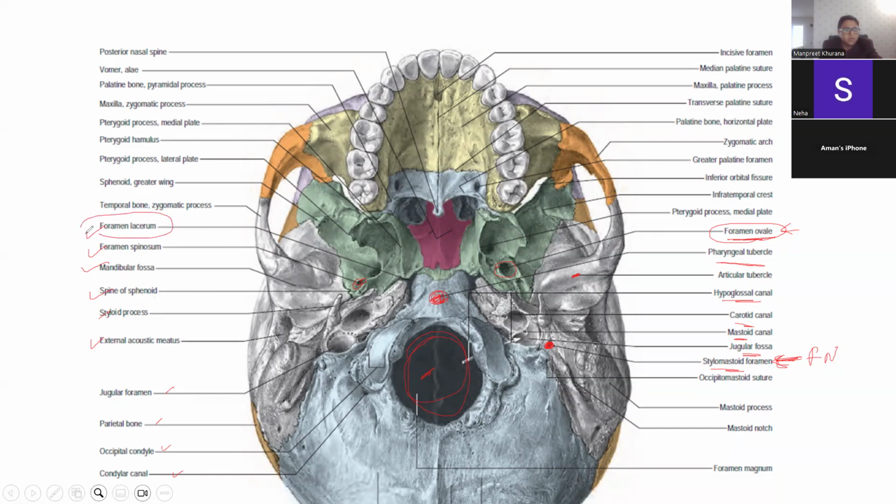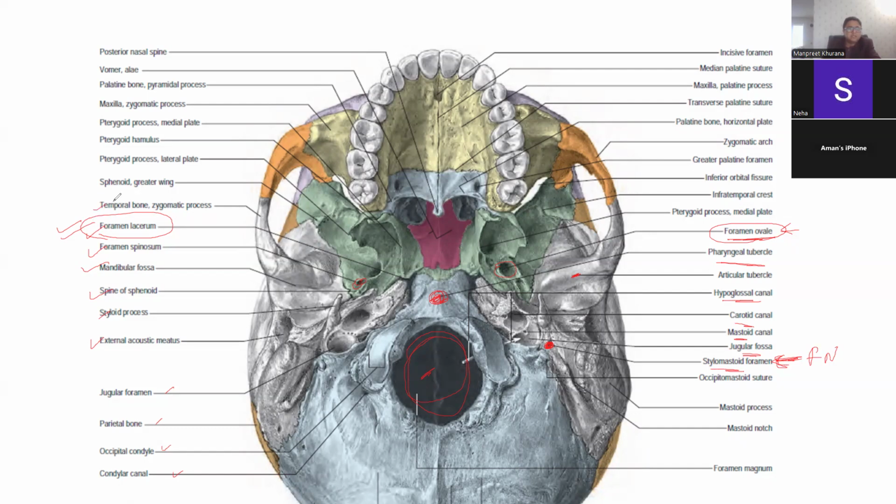Neha, can you tell me what all structures pass through the foramen lacerum? Deep petrosal nerve and greater petrosal nerve. And they join to form? Vidian nerve. Other name of Vidian nerve? Nerve of the pterygoid canal.